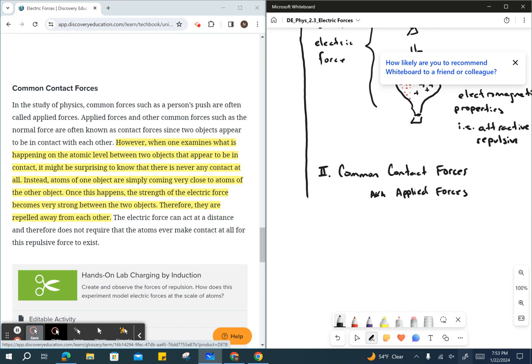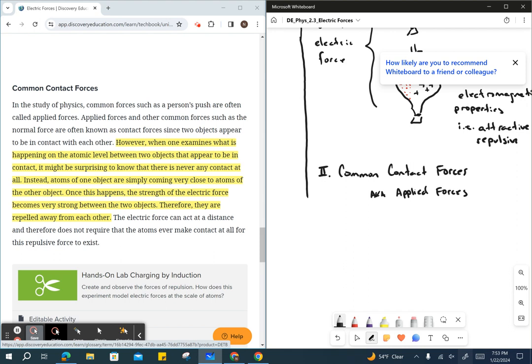Contact, because it appears like you're touching something. It appears that you're contacting somebody. When you do a push-up, it appears that you're contacting the floor. You're pushing off the ground. When you shake somebody's hand, or you are playing a sport and you hit a ball or dribble a ball, all these things, it seems like you're touching these things, right? That's why we call them contact forces.